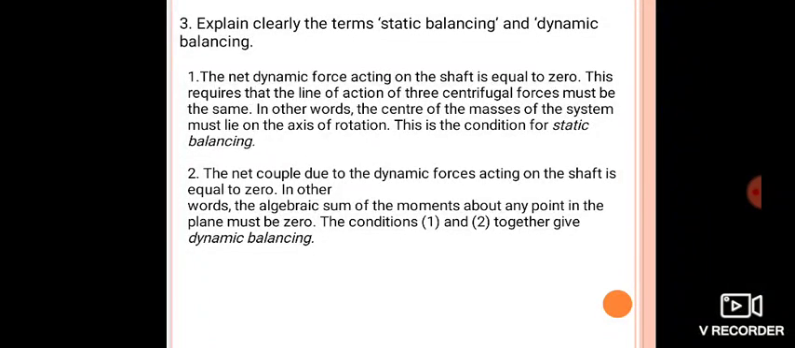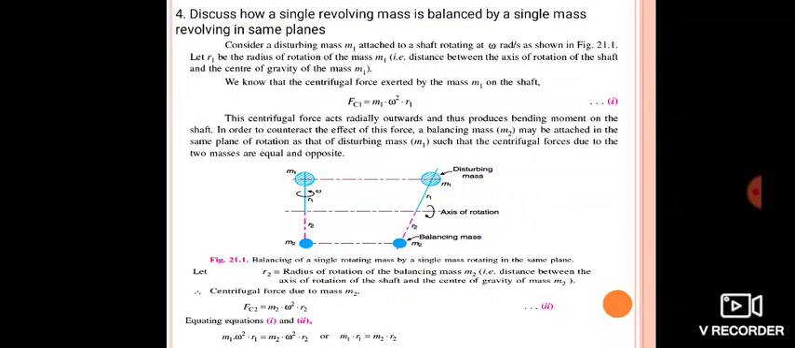Next, dynamic: the net couple due to the dynamic forces acting on the shaft is equal to 0. In other words, the algebraic sum of the moments about any point in the plane must be 0. This is the condition regarding dynamic balancing. Conditions 1 and 2 together give the dynamic balancing. So this is all about this 5 marks question, and this one is important.